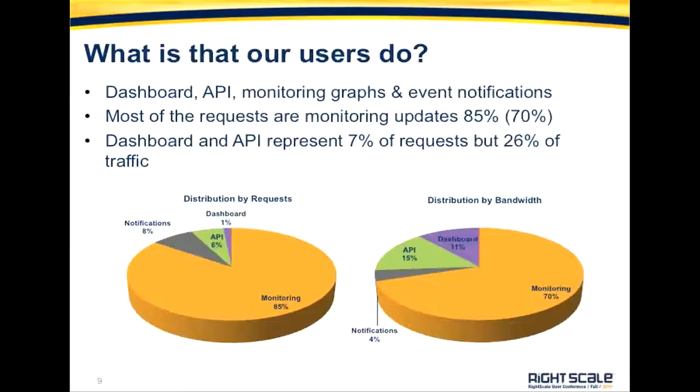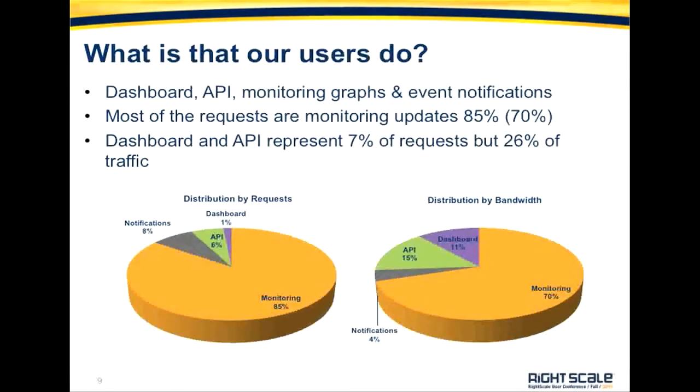So what we normally see daily is that 85% of the requests have to do with just updating graphs and all that information so you can have a good view of your systems. 8% represent notifications of events, the API is 6%, and the dashboard, what people normally see, is only 1% of the requests. In terms of volume, it's a little bit different. The API and the dashboard represent 26% of the volume, while notifications is less, and monitoring is the lion's share of what's happening in our systems.